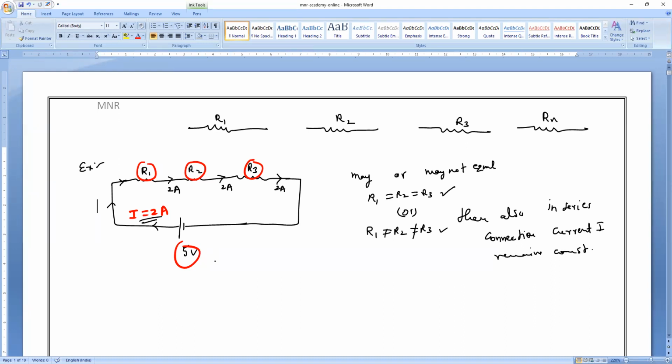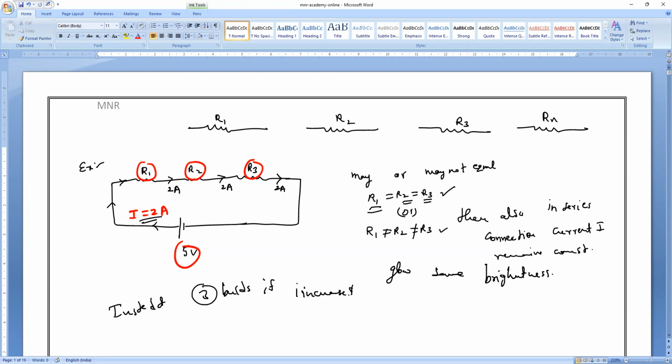So even though they have the same resistance or not, as the same amount of current is flowing, they all will glow with the same brightness. Do you understand? Now, instead of three bulbs, suppose I increase or decrease the bulbs.